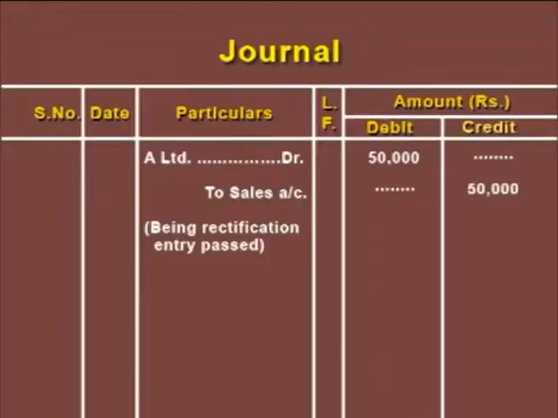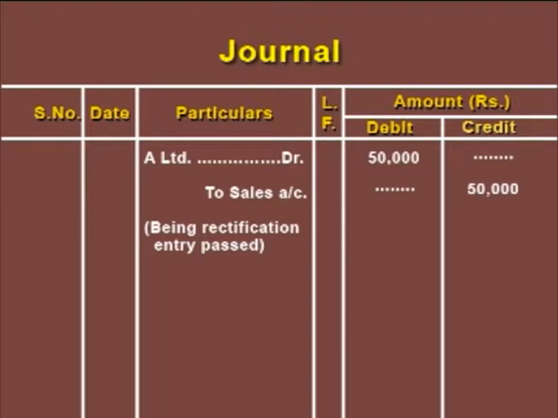It implies that our rectification entry must credit the sales account by rupees 50,000 and debit A Limited's account by 50,000. Understand that as one account is to be debited and one account is to be credited, and the concerned amount of these two accounts is also the same, suspense account will not figure in the rectification entry. So, the related rectification entry will be A Limited account debit to sales account, the amount being 50,000 each.